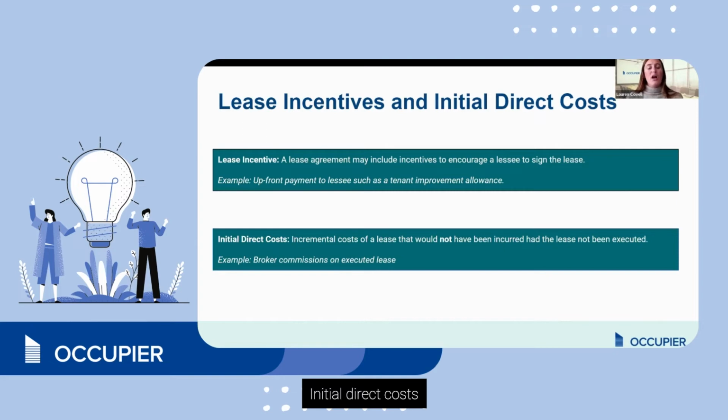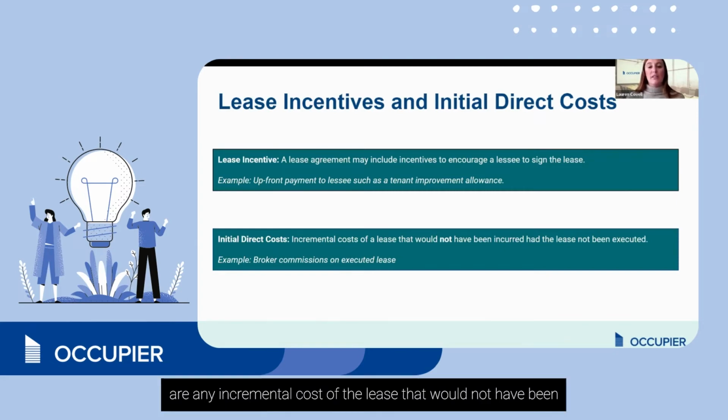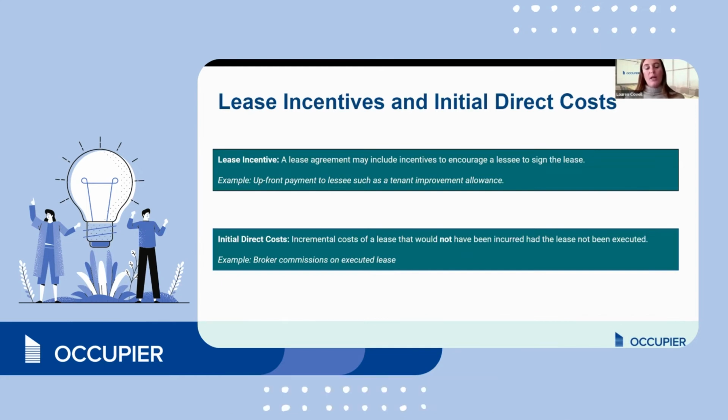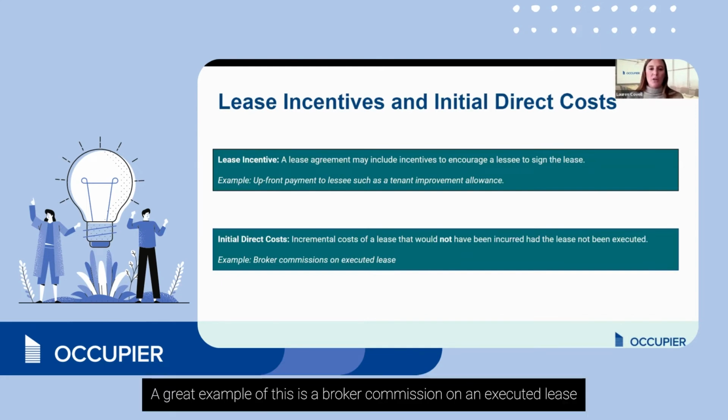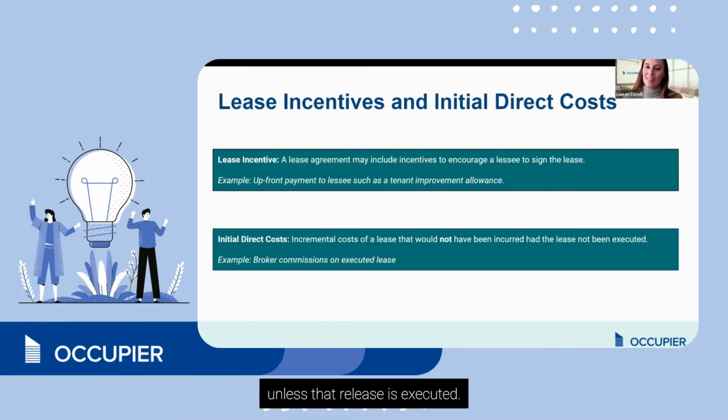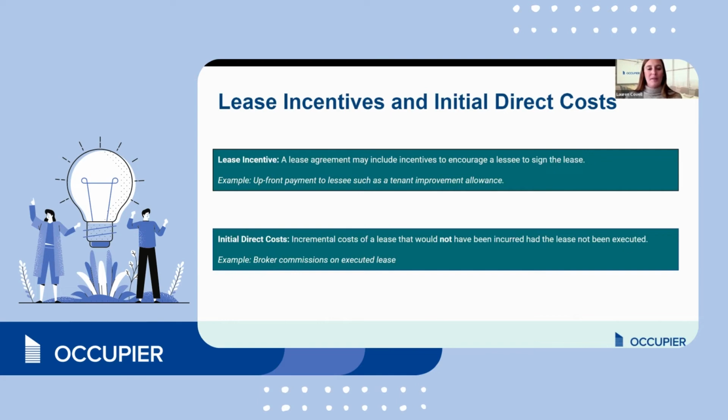Initial direct costs are any incremental cost of the lease that would not have been incurred had the lease not been executed. A great example of this is a broker commission on an executed lease, because that broker is not making a dime unless that lease is executed.